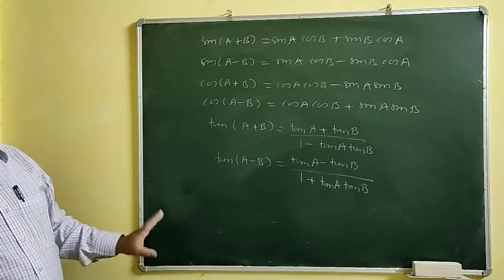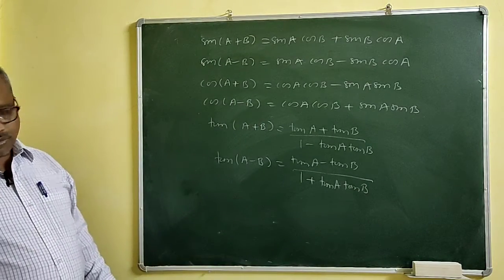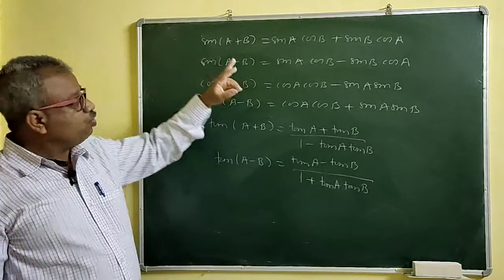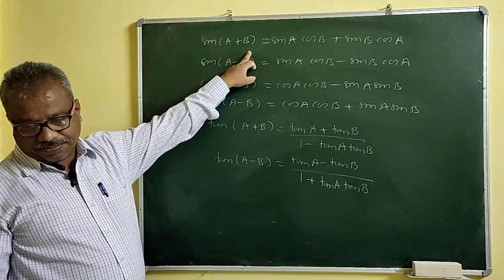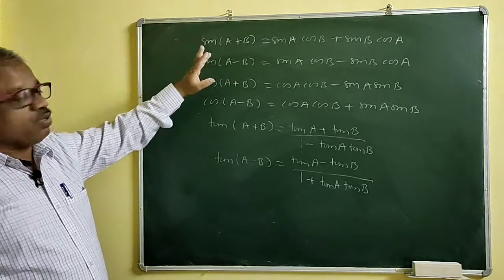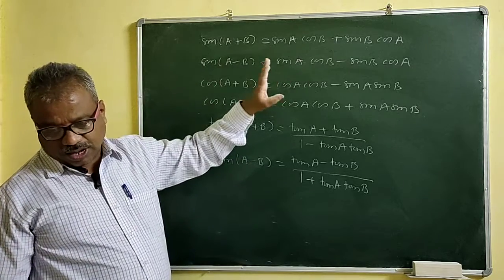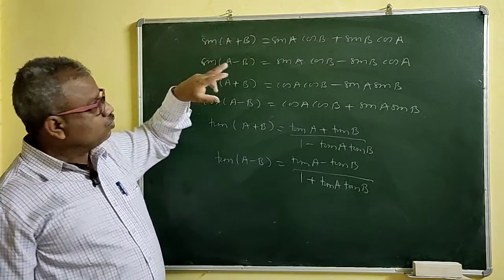Now see, these are the formulas, right? These are formulas not only for A and B. You may write not x plus y, so you should write the formula for sine of x plus y also, in terms of x and y, in terms of alpha and beta.